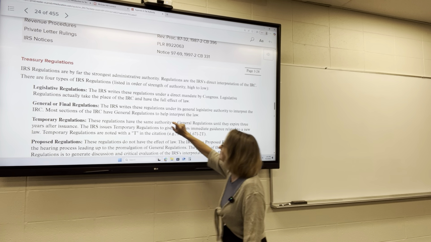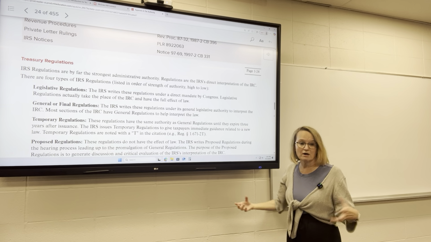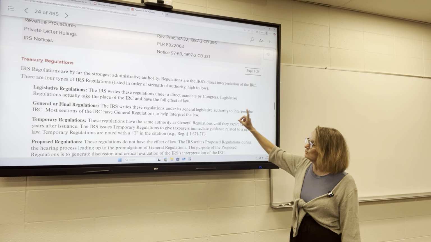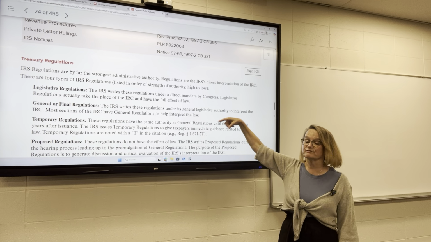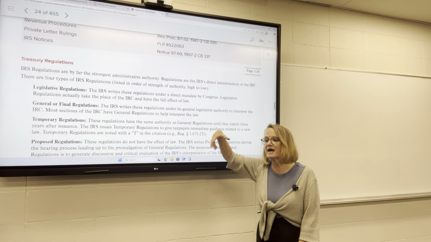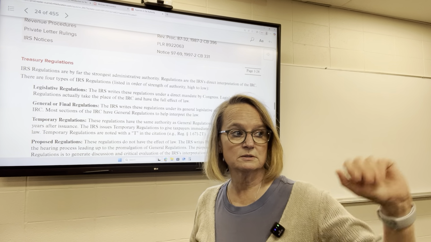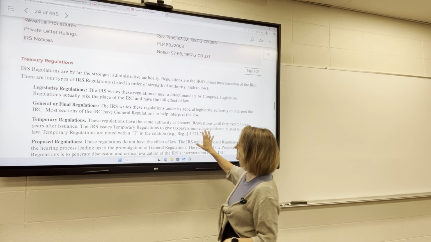So the legislative ones are regulations that have been mandated by Congress. Congress has told the IRS, you need to write this regulation. The legislative regulations take the place of the code and have the full effect of law. Every time a new law is passed, Congress will say, IRS, you need to make regulations concerning this new law that has been passed, and that's a legislative regulation.